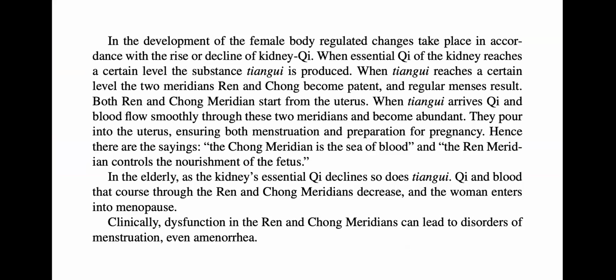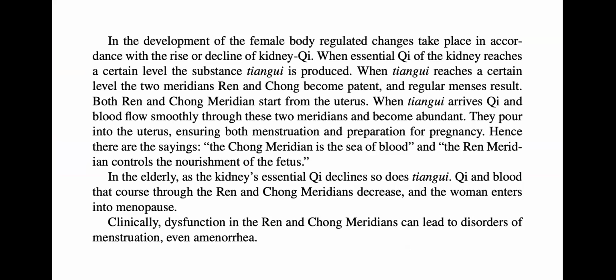Both Ren and Chong meridians start from the uterus. When tiangui arrives, qi and blood flow smoothly through these two meridians and become abundant. They pour into the uterus, ensuring both menstruation and preparation for pregnancy. Hence, there are the sayings: the Chong meridian is the sea of blood, and the Ren meridian controls nourishment of the fetus.